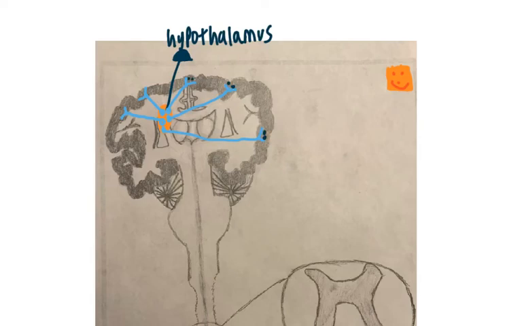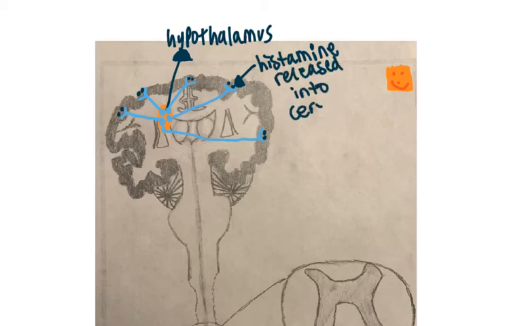Histamines are in a class of monoamines, just like norepinephrine and epinephrine are part of catecholamines. Histamines are part of monoamines. So these are histamine molecules that are released into the cerebral cortex of the brain.